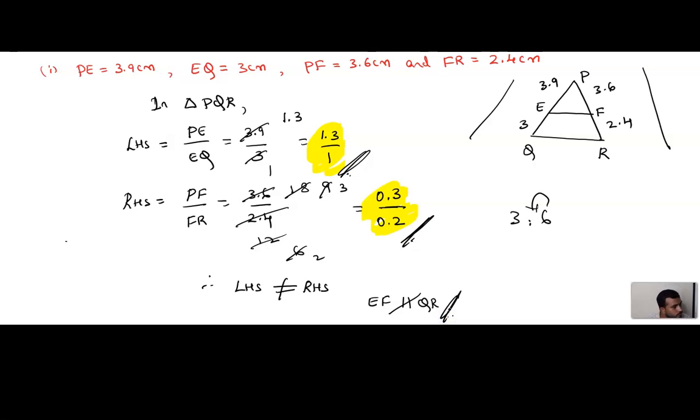Any doubts? Understood? Because LHS should be equal to RHS. This side proportional, PQ side proportional, should be equal to PR side proportional. Then only we can say that EF is parallel to QR. Got it? Good. Copy down.